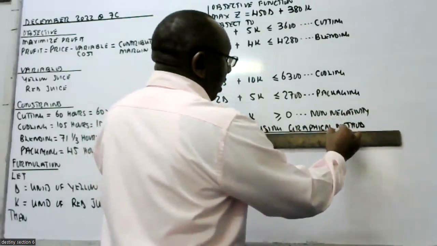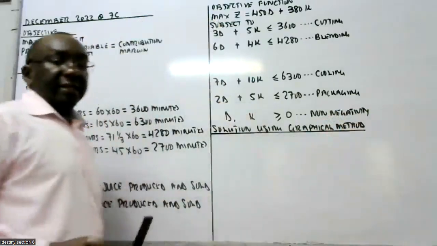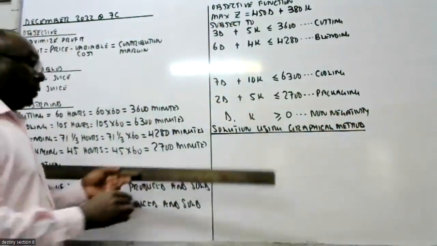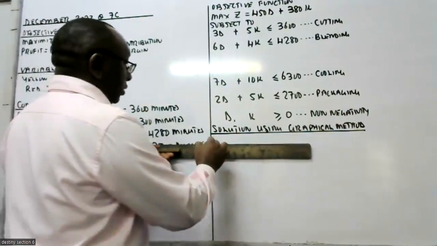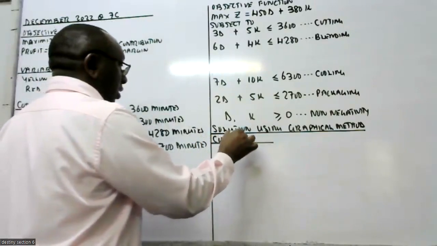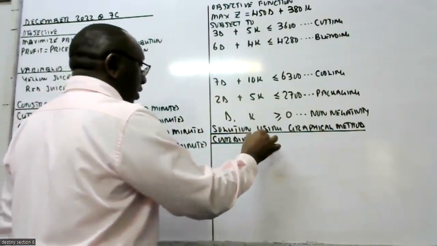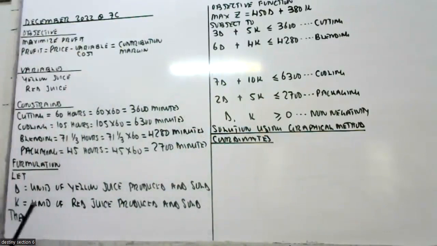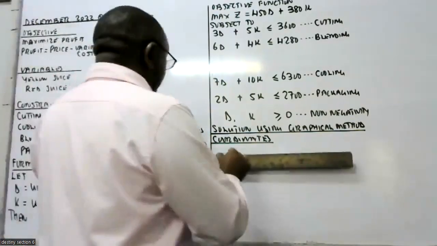Now, when you're using the graph, there are basically several steps that you need. The first one is to get what we call the coordinates. So the coordinates are usually done like this.